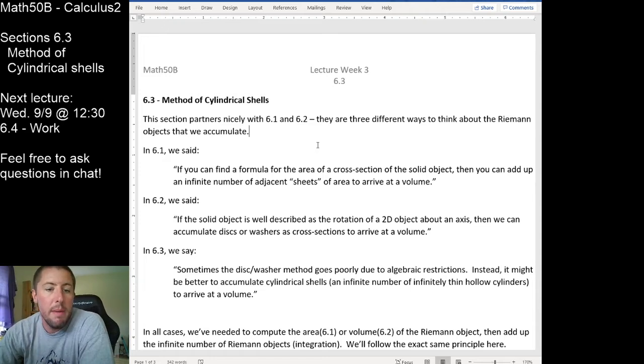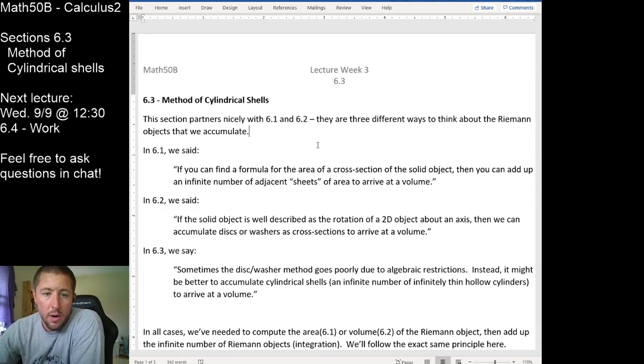In 6.1, our Riemann object was a sheet that was attempting to match the shape of the object. In 6.2, we didn't say that the shape looks like this, therefore this is my Riemann object. It was always disks and washers in 6.2. In 6.1, it was a custom object: based on the shape, can you come up with a cross section? So 6.1 is almost the most custom way of doing this. 6.2 and 6.3 are more general ways that work for any shapes.